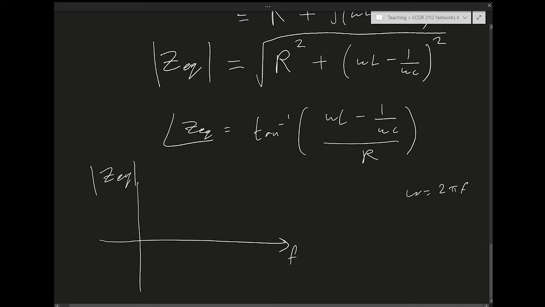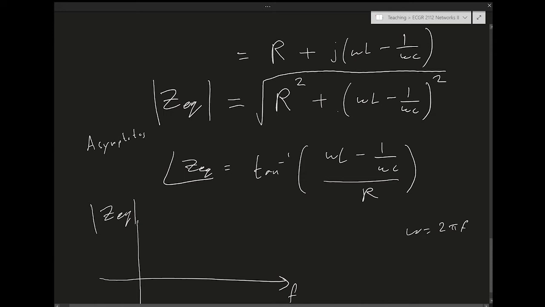So what we could do is figure out the asymptotes of this curve, meaning although this is a complicated function, can we approximate it as omega goes to infinity and approximate it as omega goes to zero, right? We should be able to do that, right?